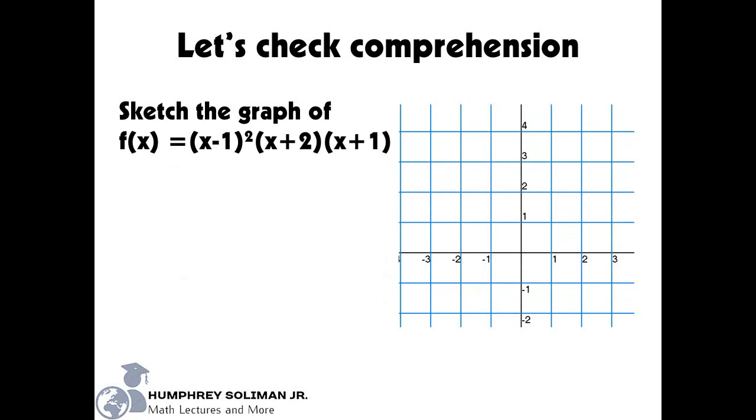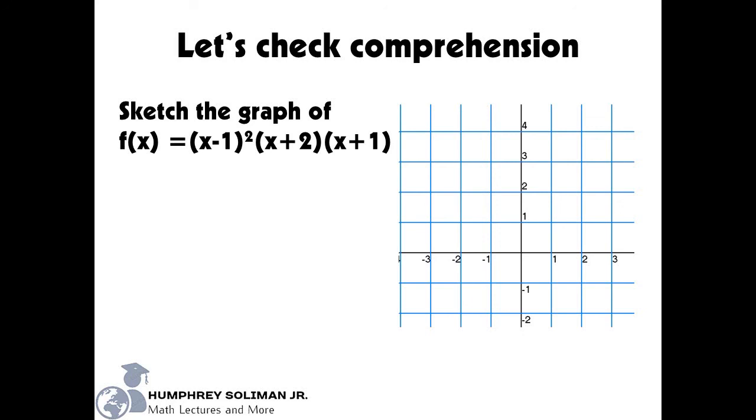Let's check comprehension. Sketch the graph of f of x equals the quantity x minus 1 squared, times the quantity x plus 2, times the quantity x plus 1. Let me do a countdown for you, but you may pause this video if you need more time. 10, 9, 8, 7, 6, 5, 4, 3, 2, 1.